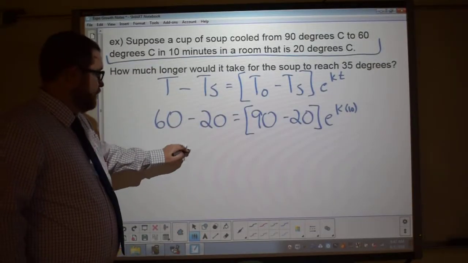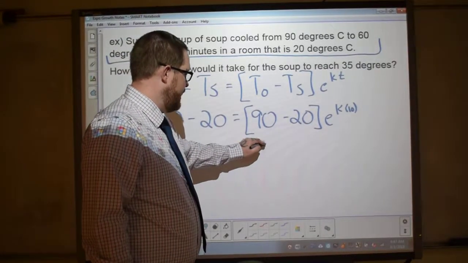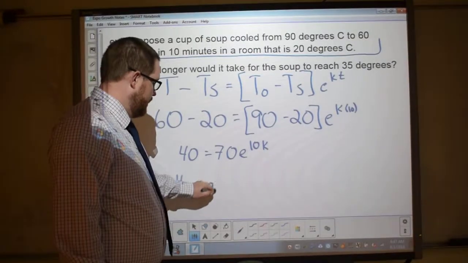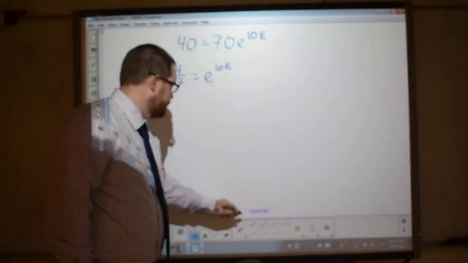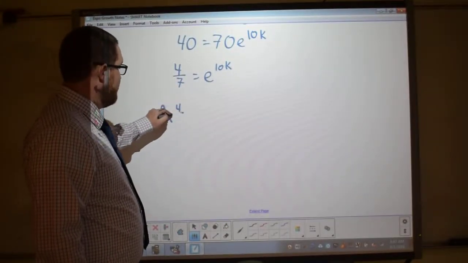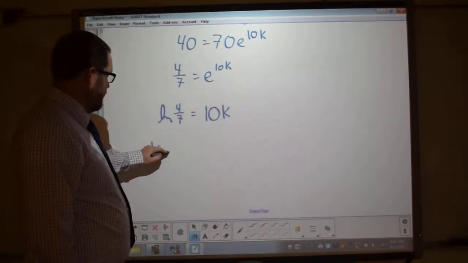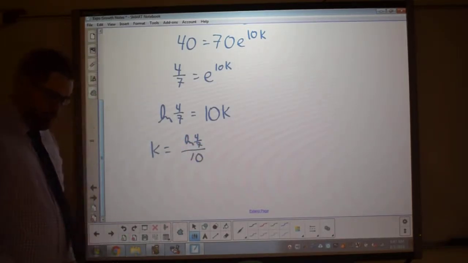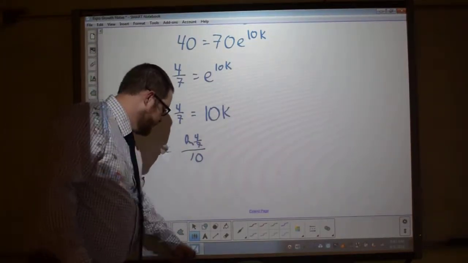Cleaning this up a little bit, you get 40 equals 70 e to the 10K. Divide, you get 4/7 equals e to the 10K. Take a natural log of both sides. You get natural log of 4/7 equals 10K. You'll get K equals natural log of 4/7 over 10. You can approximate that if you would like. I'm not going to approximate it. I want as close to the correct answer as possible.